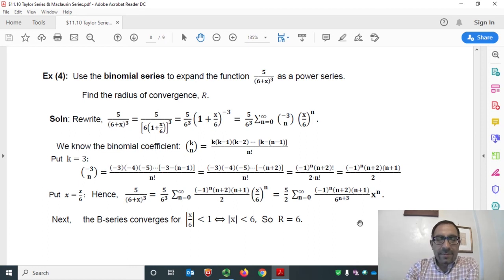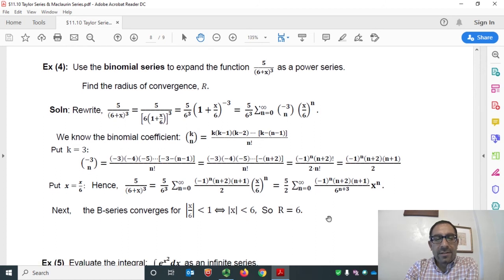Then for the radius of convergence, since the binomial series converges for absolute value of x less than 1, now here we replace x by x over 6. That means this new power series converges for absolute value of x over 6 less than 1, which I did here, multiply by 6 on both sides. It turned out that absolute value of x is less than 6, hence the radius of convergence is 6.